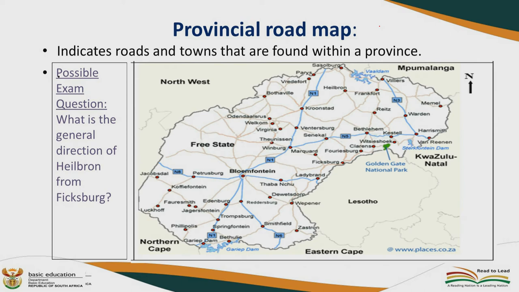And then we have a provincial road map. This type of map indicates roads and towns that are found within a province. Normally, this type of map will be indicating one province, but sometimes you can find a provincial map that shows two provinces. And the example that we're working with today is the map of the Free State. It is the map of the Free State, but it is also showing the neighboring provinces. As you can see, your North West, your Mpumalanga, your KwaZulu-Natal, and the Northern Cape. But the main focus is on the province of the Free State.